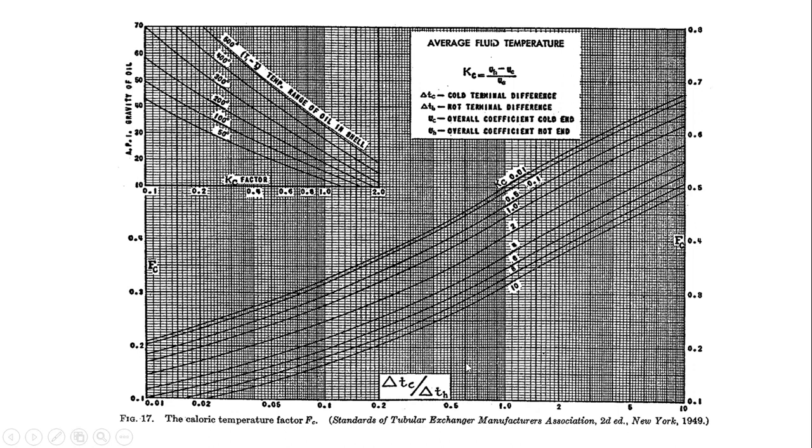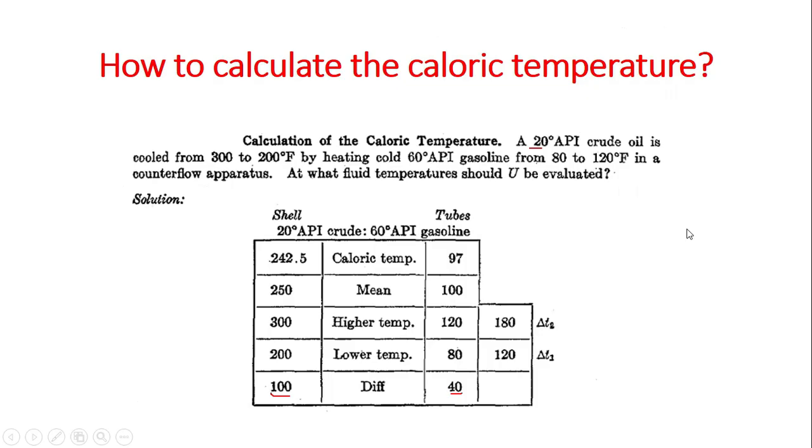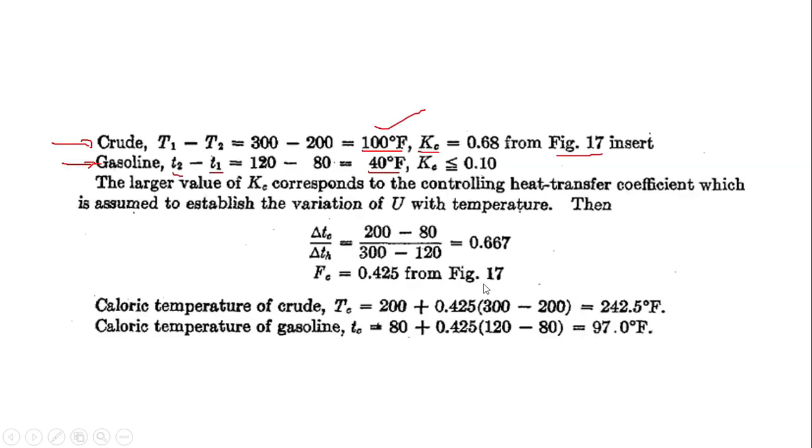You will go upward until the point of Kc. The value of Kc was 0.7. It was in between this 1 and 0.5, and ultimately you will draw the horizontal line either on right hand side or left hand side. You will get the value of the Fc, that will be slightly greater than 0.4, and if you zoom this graph, ultimately you will come up with the value of 0.425. This is the caloric fraction value.